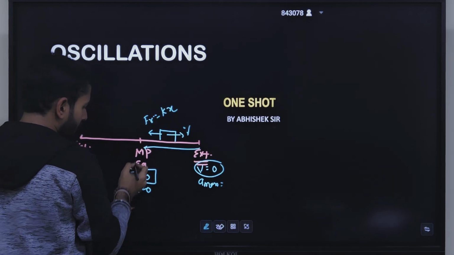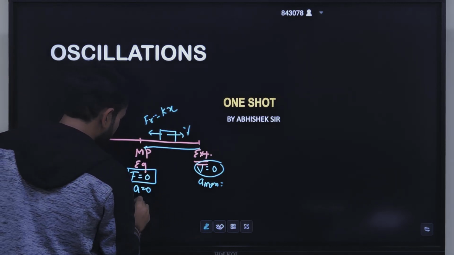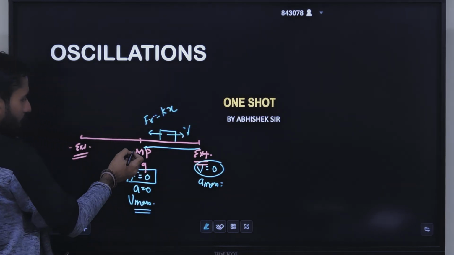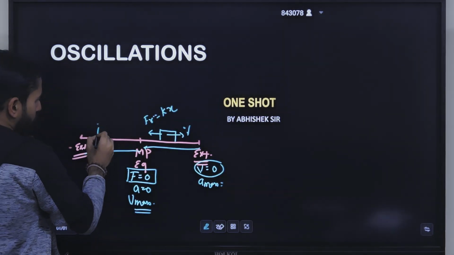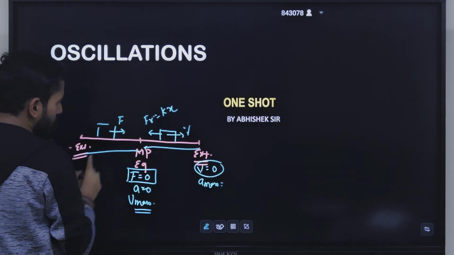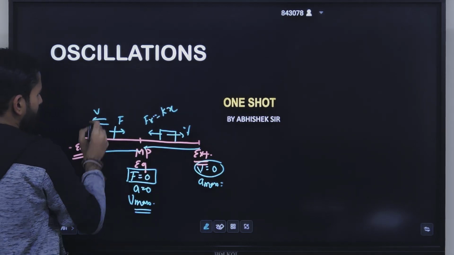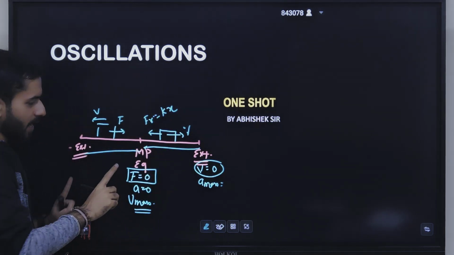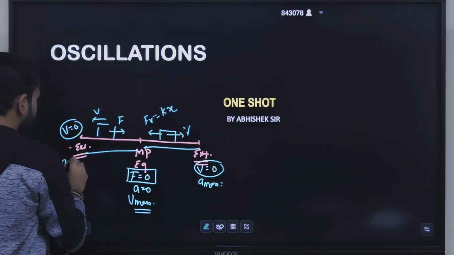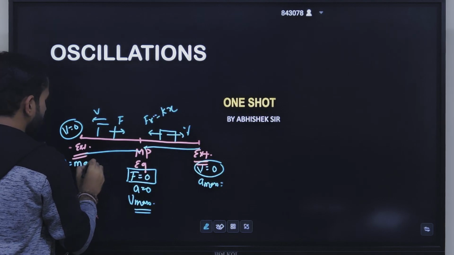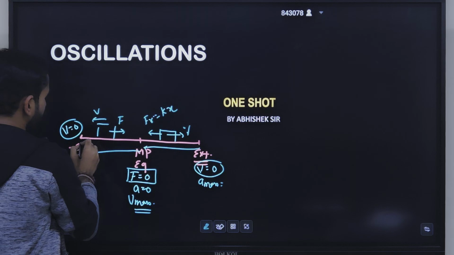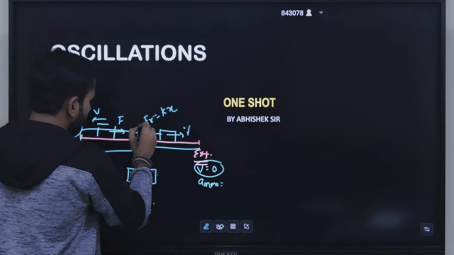Again, when it comes to the mean position, velocity will become maximum. You know this property. When the body is on this side, the restoring force is acting again towards the mean position, and velocity is towards this direction. Again acceleration and velocity are in opposite directions. After covering some distance, velocity will again become 0 and acceleration will be maximum. We will see the formulas after a little while. Understand it, and then again it will take a U-turn and reach this position.